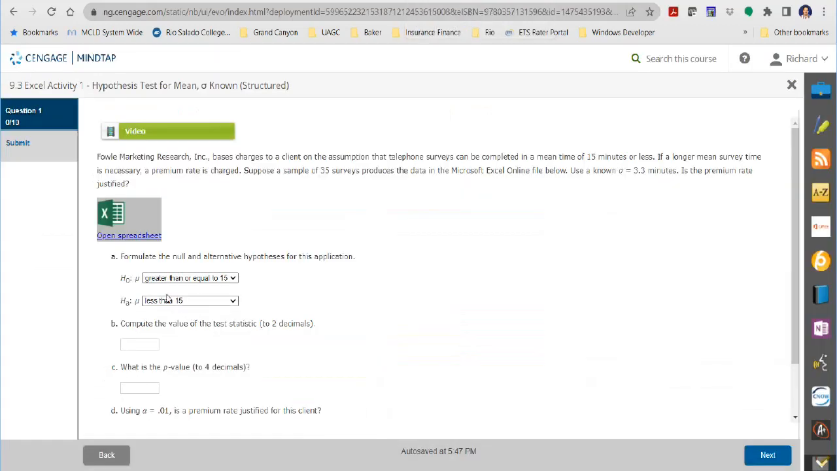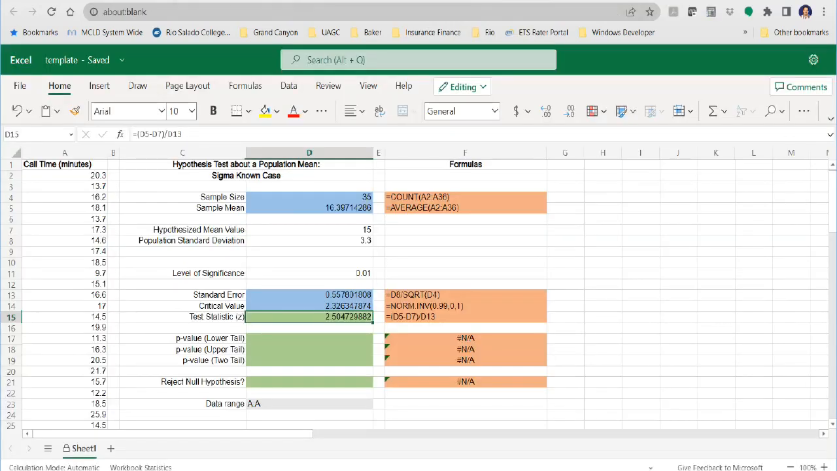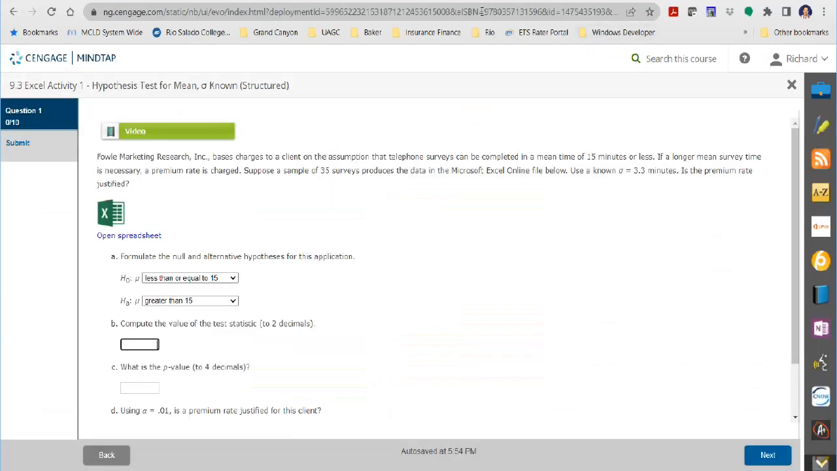Now let's hop over into MindTap for a minute. Let's see if I'm actually doing this right. I think that we want to switch this to being greater than, and then this is going to be less than or equal to 15. I'm going to put in my test statistic here of 2.504, and they want 2 decimal places, so that's going to be 2.50.